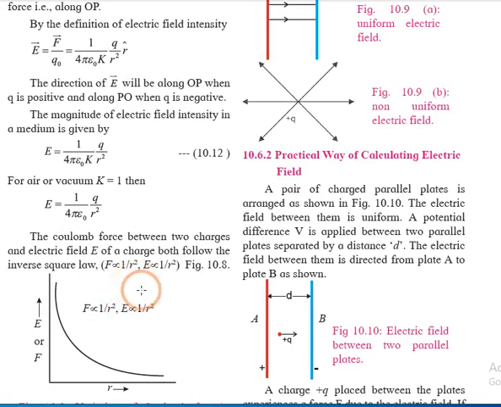If we plot the graph of Coulomb's law or Coulomb force or electric field intensity versus perpendicular distance, the graphical nature follows the inverse square law. So it is the curvy decreasing nature.